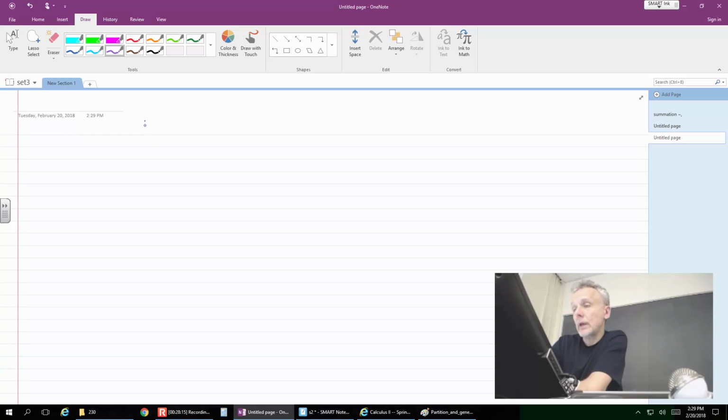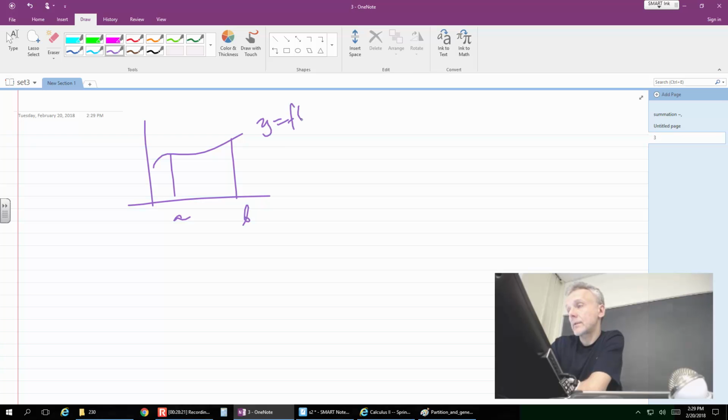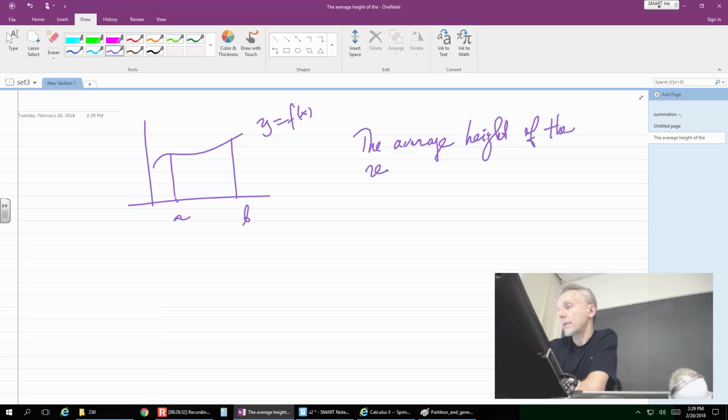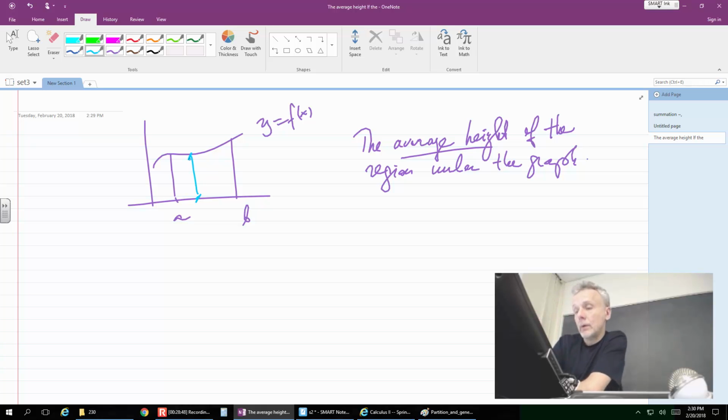So once again, on [a, b], y equals f of x, the average height of the region under the graph. Okay, so that's one way to interpret it. This is, for example, a sample, but there are infinitely many of them. At every location there's a number which is different from it. So that's why we need, once again, this formula: 1 over b minus a, integral from a to b of f of x dx.